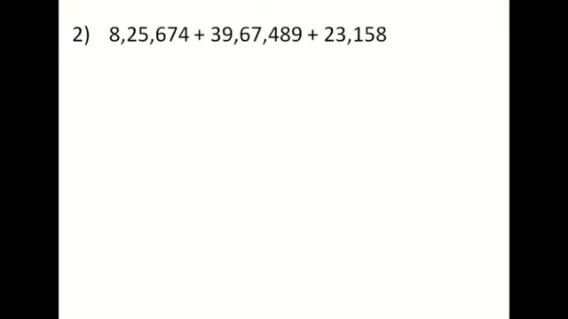Look at example number 2. It is 8,25,674 plus 39,69,000 plus 67,489 plus 23,158. So the first thing we have to do is arrange these numbers.